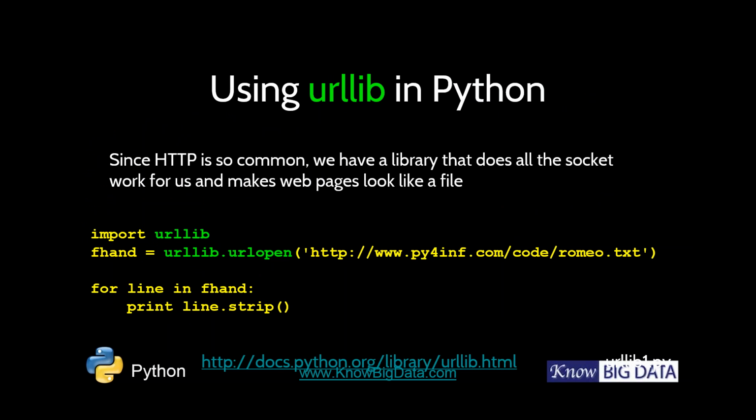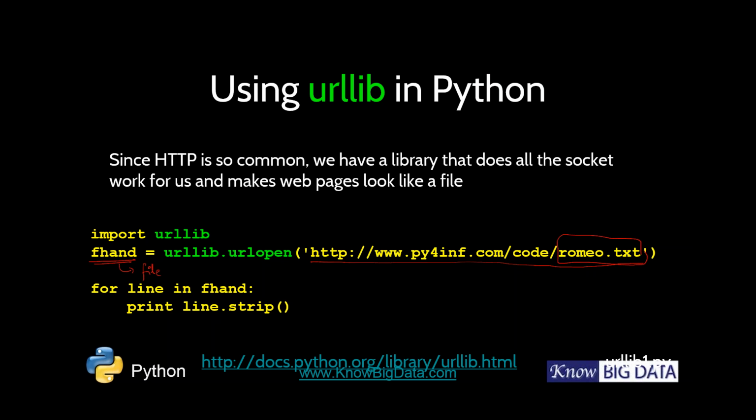What we need to do is import urllib and open a connection on the direct page you want to get. So it's like a file. You give a request, that's the GET request, in fact, for this page, Romeo.text. For Romeo.text, I'm getting the file handle. That's nothing but a file-like object returned to you. And it's as simple as that. You loop over the file and get the data.